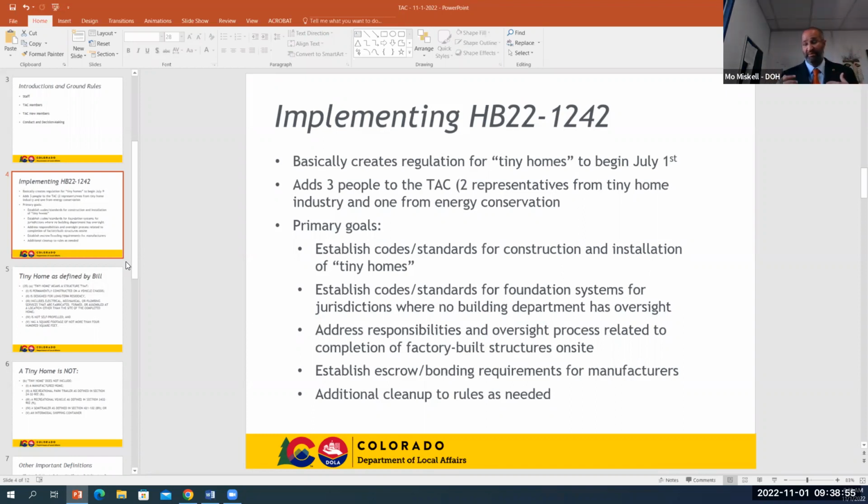And at the end of the day, we got to make sure we're certifying a code compliant structure. So we got to identify who's responsible if something's missing, right? And get them to complete that piece.